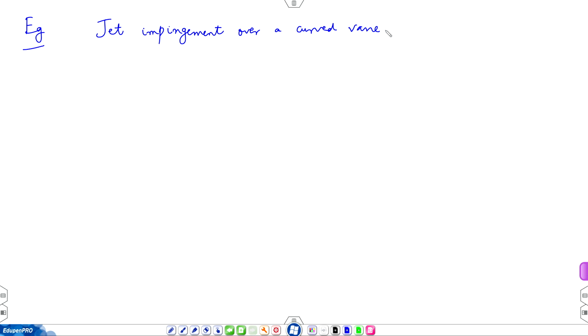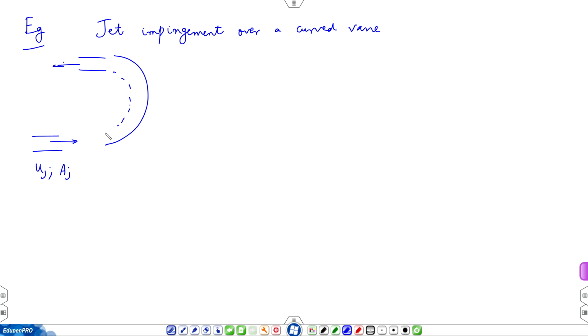So, at the scale of a curved vane, the jet velocity is u j and the cross sectional area is A j. Therefore, the mass flow rate of the jet is rho A j u j. It is impinging on the vane. In the first part of the problem, the vane is fixed and this flow will then come out.